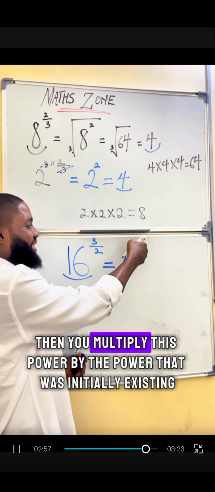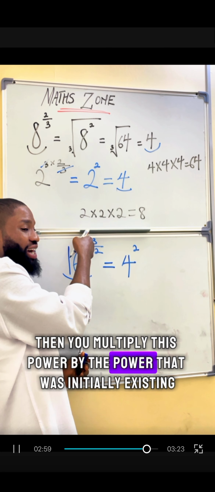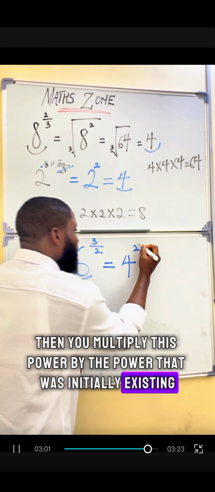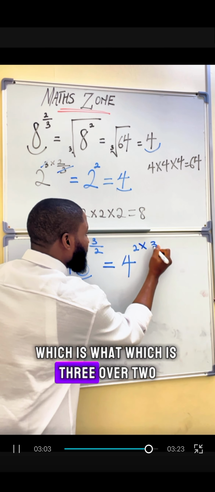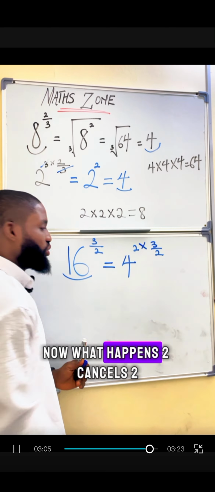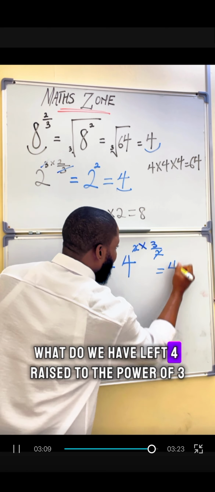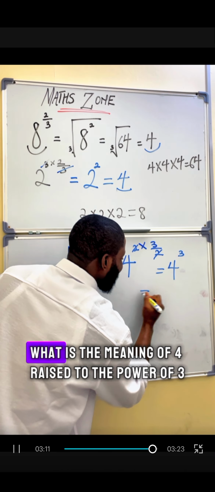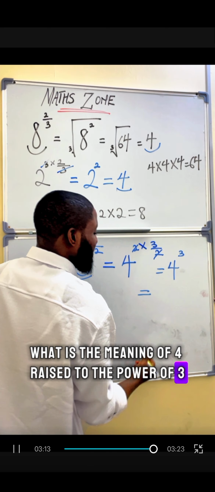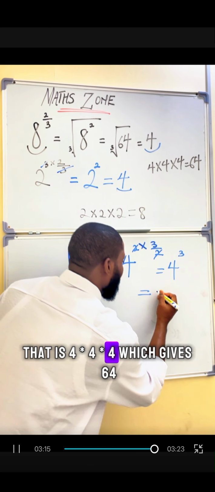Then you multiply this power by the power that was initially existing, which is 3 over 2. Now what happens? 2 cancels 2. What do we have left? 4 raised to the power of 3. What is the meaning of 4 raised to the power of 3? That is 4 times 4 times 4, which gives 64.